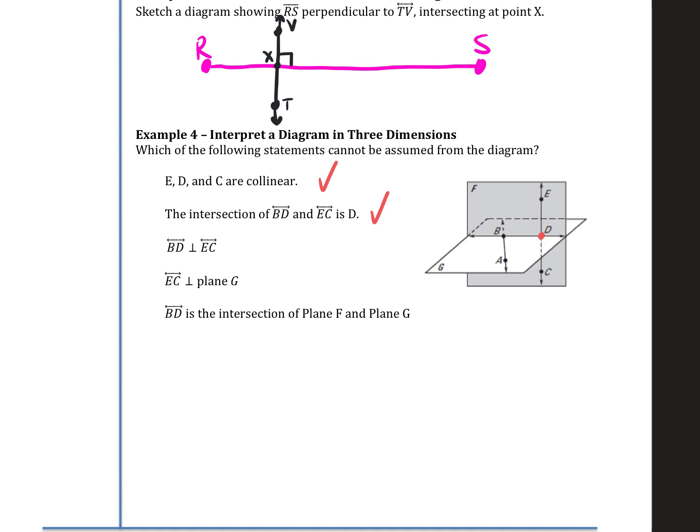All right, how about BD is perpendicular to EC? Can we assume that? That is a no, we cannot, because there's no perpendicular symbol. Okay? How about the last one? How about EC is perpendicular to plane G? We cannot assume that. Same thing. And the last thing, we can say that BD is the intersection of plane F and plane G. Well, is this where those 2 planes meet? Right there? It is. That is true. We can assume that.